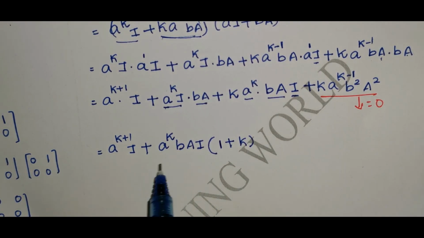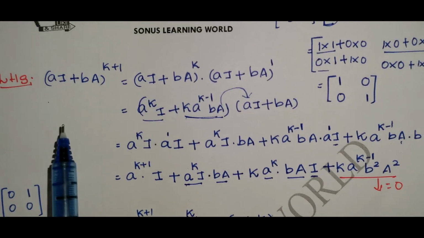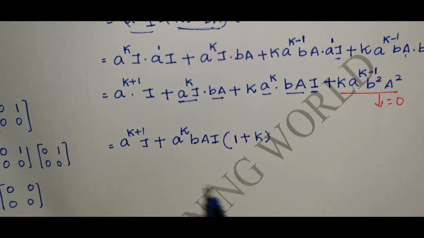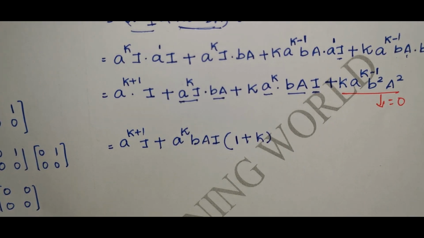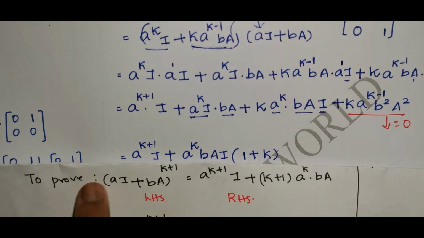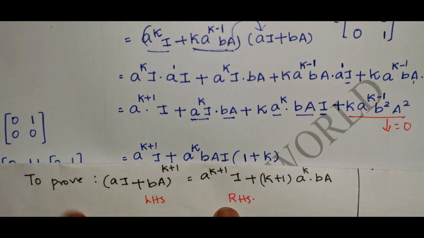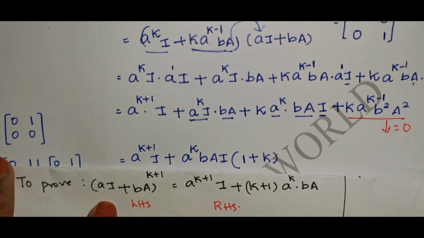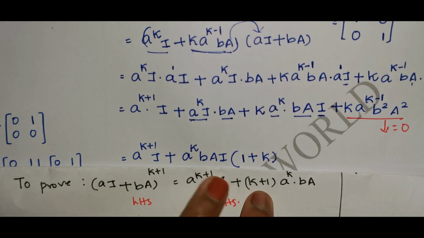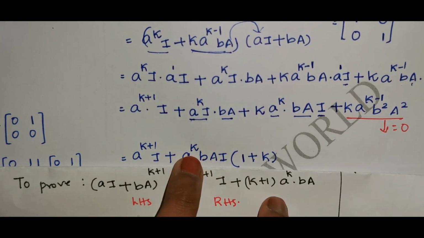So here, this is our LHS. What was our RHS? Let us check whether this LHS is equal to RHS. If this LHS is equal to RHS, then we can tell this particular assumption is correct, or P of K plus 1 is also true. So students, this was our LHS and this was our RHS. We solved this LHS and this was our RHS. So students, let us compare these two. This is A raised to K plus 1 I. Okay, this is also A raised to K plus 1 I. This is K plus 1, that is 1 plus K into A raised to K BA.